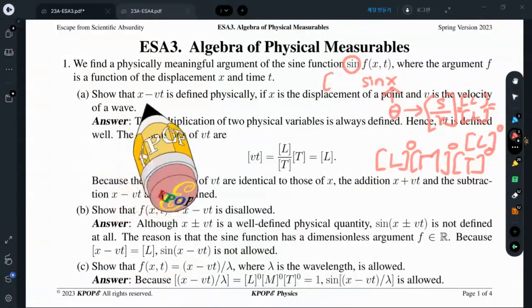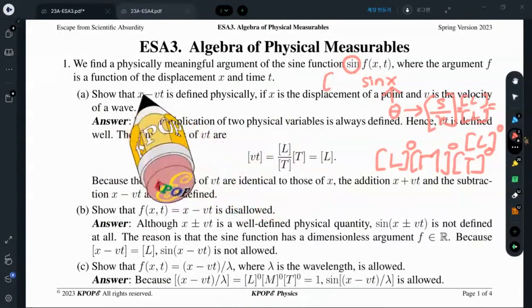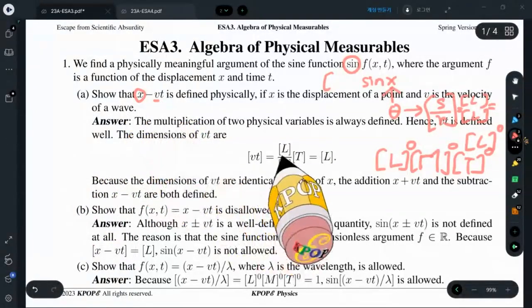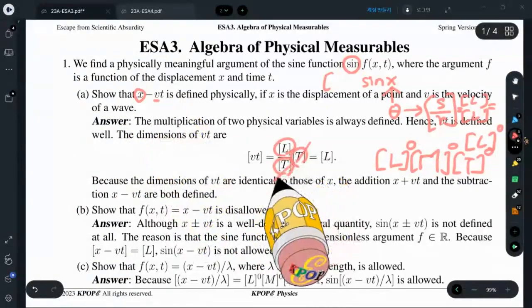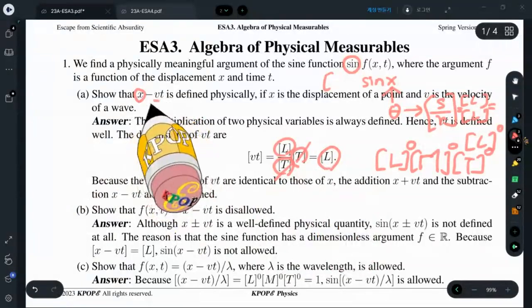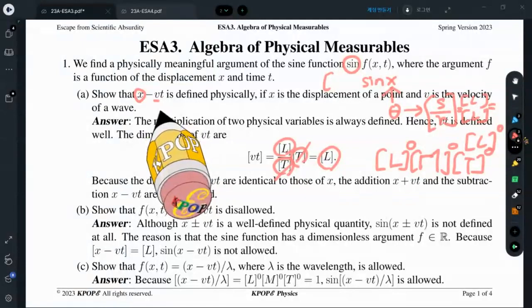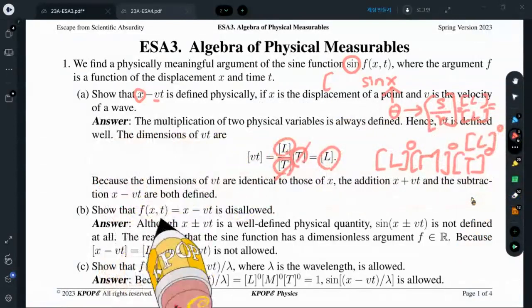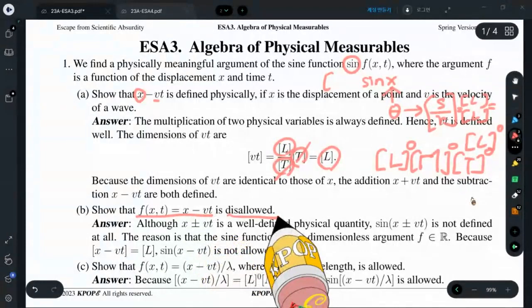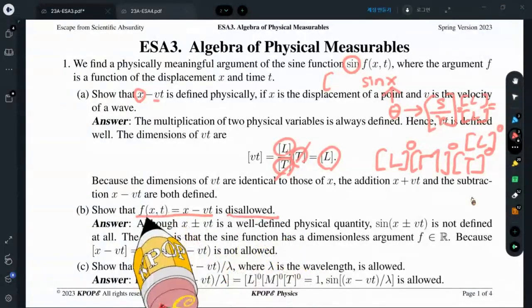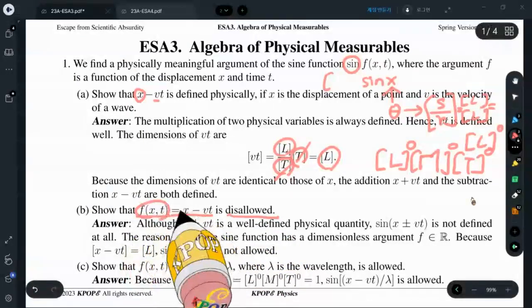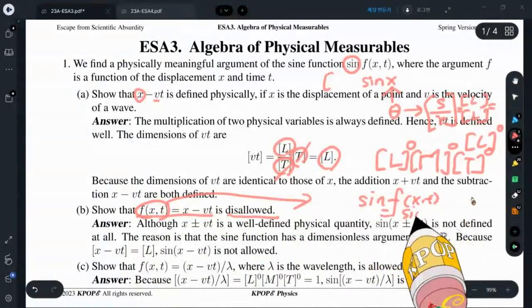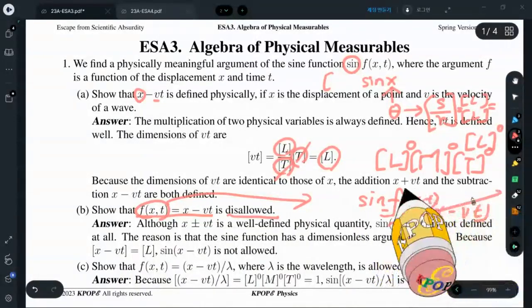Okay. So show that x minus vt is defined physically. Yes, it is defined physically because x has the dimension of length, and velocity is length divided by time, so time cancels and it has a length. Two numbers can be added or subtracted only if the two dimensions are the same. That's fine. However, if x is a displacement, that's fine. F of x, t, that's fine. However, sine of f of x, t, that is sine of x minus vt, this one is not defined.